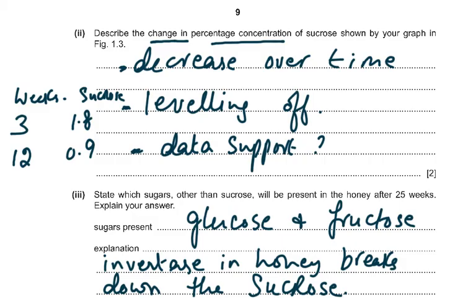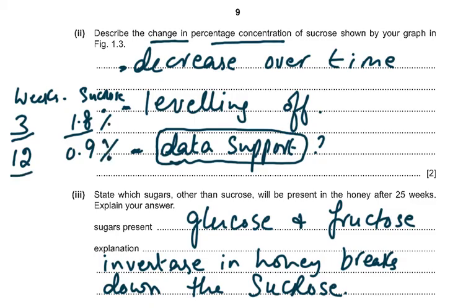Then we give some data support. Data support means that you give some figures from the table which support the statement that you have made, that it decreases over time. So if you said at week 3 it was 1.8%, and then at 12 weeks it's 0.9%. You must give the units, and you must give the x-axis and the y-axis values. So that would get you another mark, and of course this was only for 2 marks. Out of these 3 points, you have to give me any 2. So be careful, write more so that you're sure to get those 2 marks and you can get a good enough grade in paper 3.